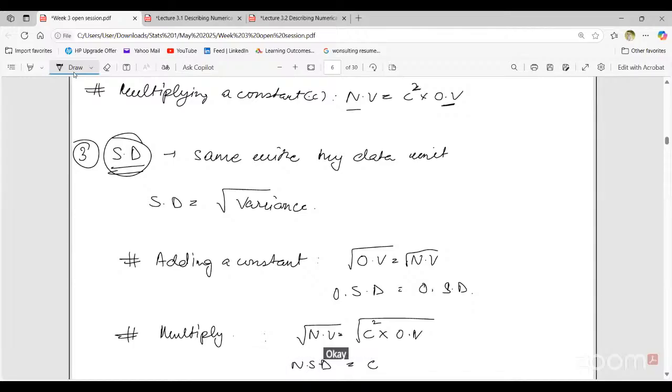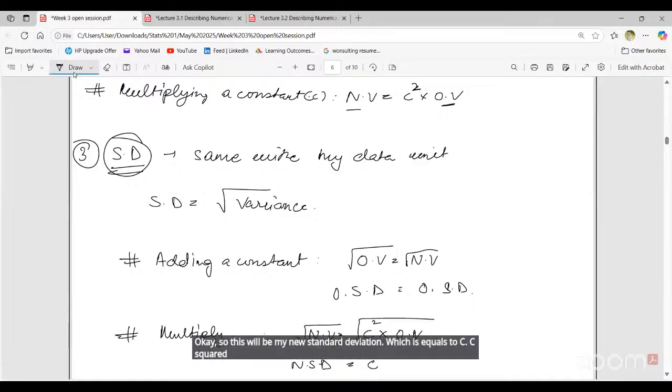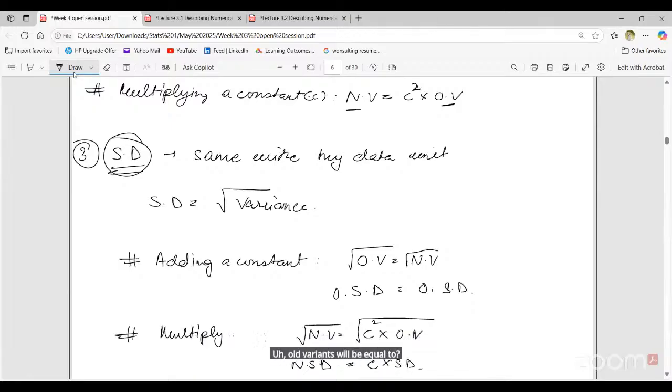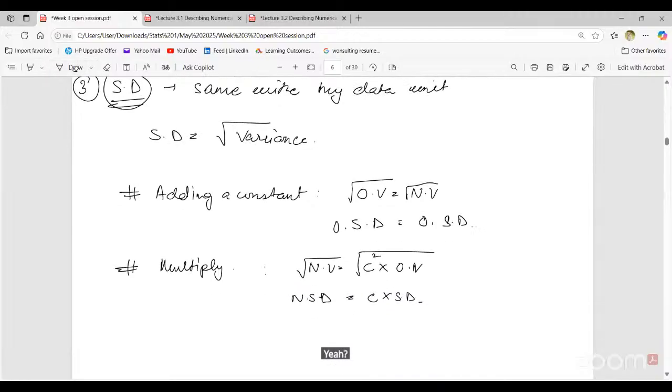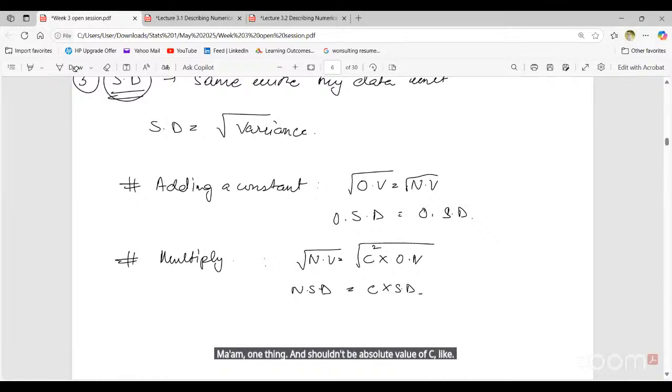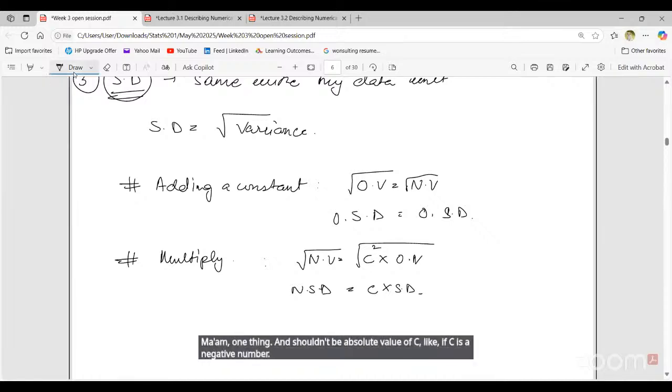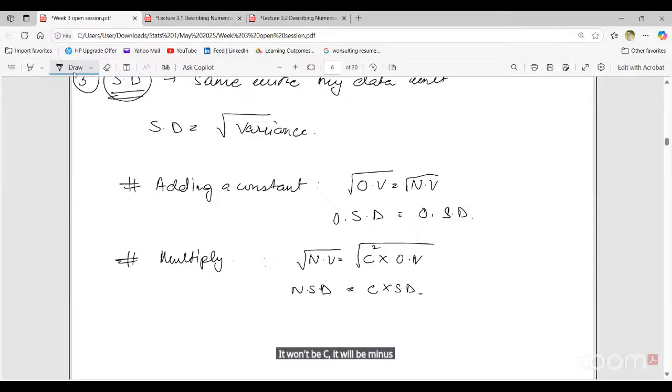So this will be my new standard deviation, which is the square root of C square times the old variance. The square root of C square is basically C, and the square root of the old variance is the standard deviation. One thing: shouldn't it be the absolute value of C? If C is a negative number, it won't be C, it will be minus C, right? Absolute value.